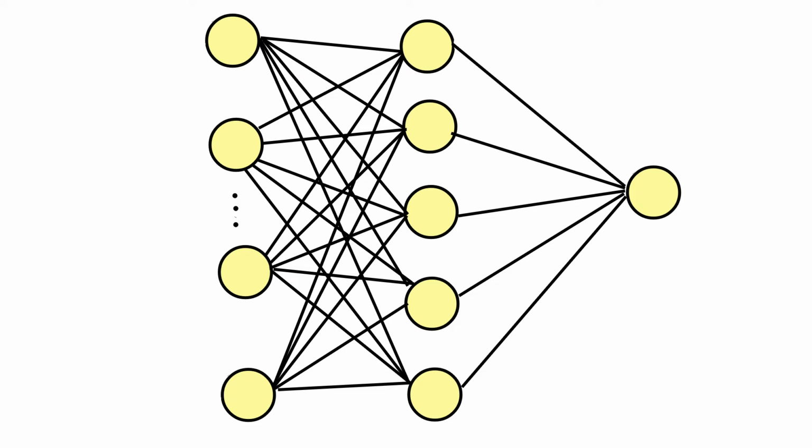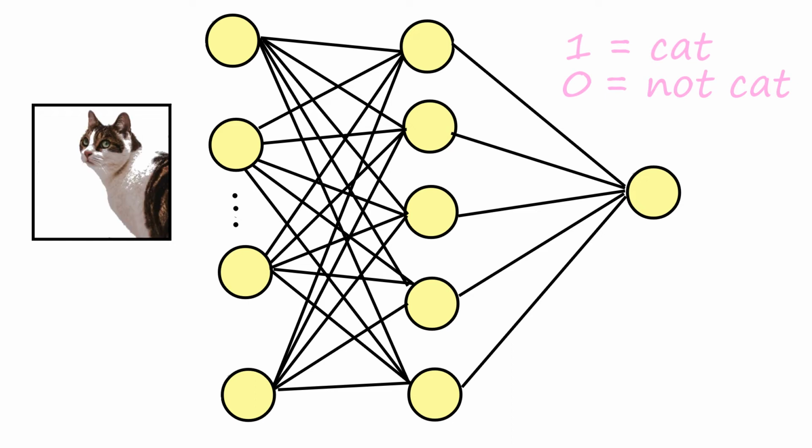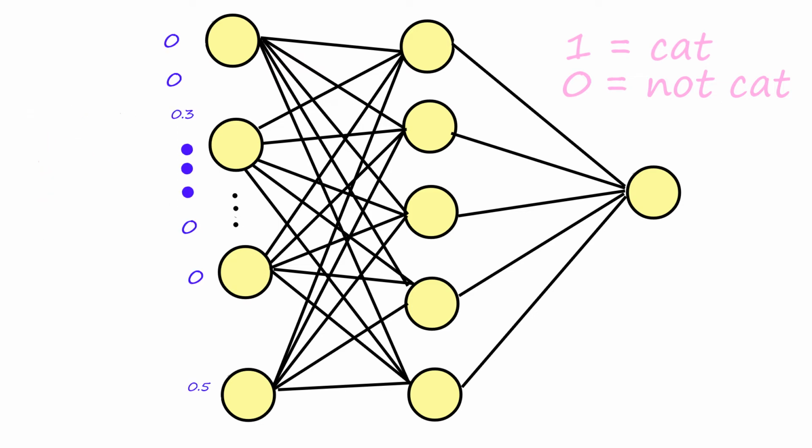Let's go through an example. This model will take an input image and predict whether it is a cat. It will output 1 if it is a cat and 0 if it's not. Let's take this image for example. We can flatten the pixels and represent each pixel as a number representing its intensity between 0 and 1. We can feed this into our model and predict whether it is a cat or not. In this case, it outputs 0.3, meaning it thinks there's a 30% chance it is a cat.